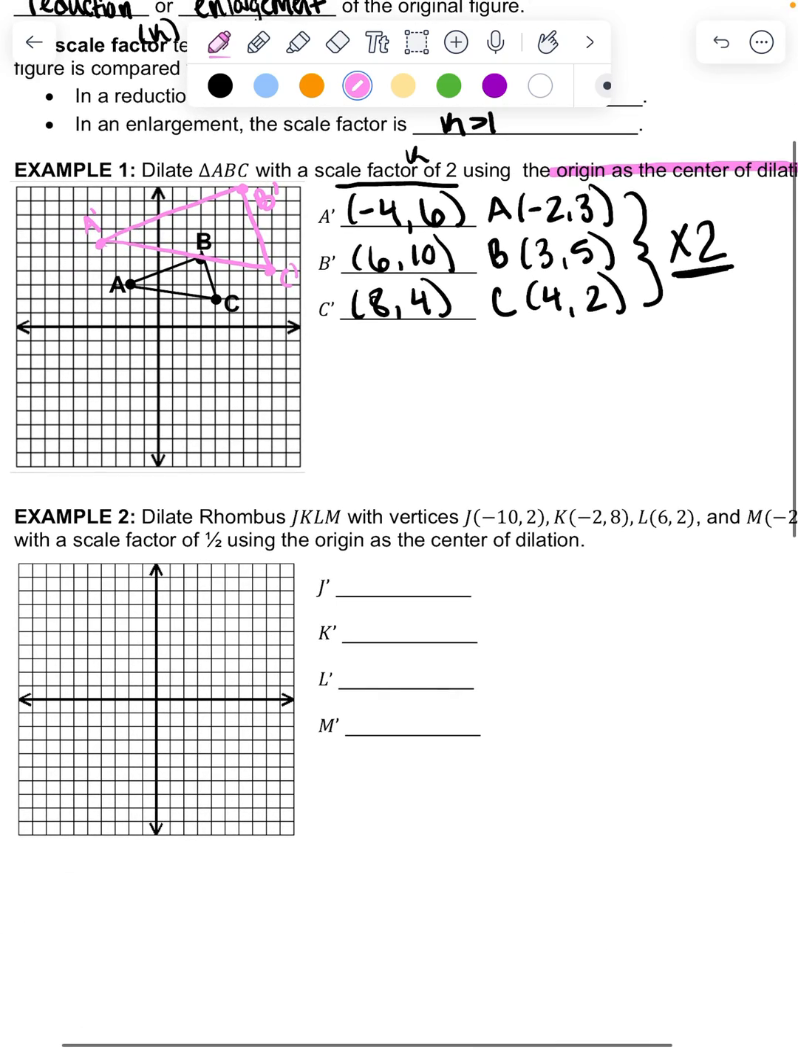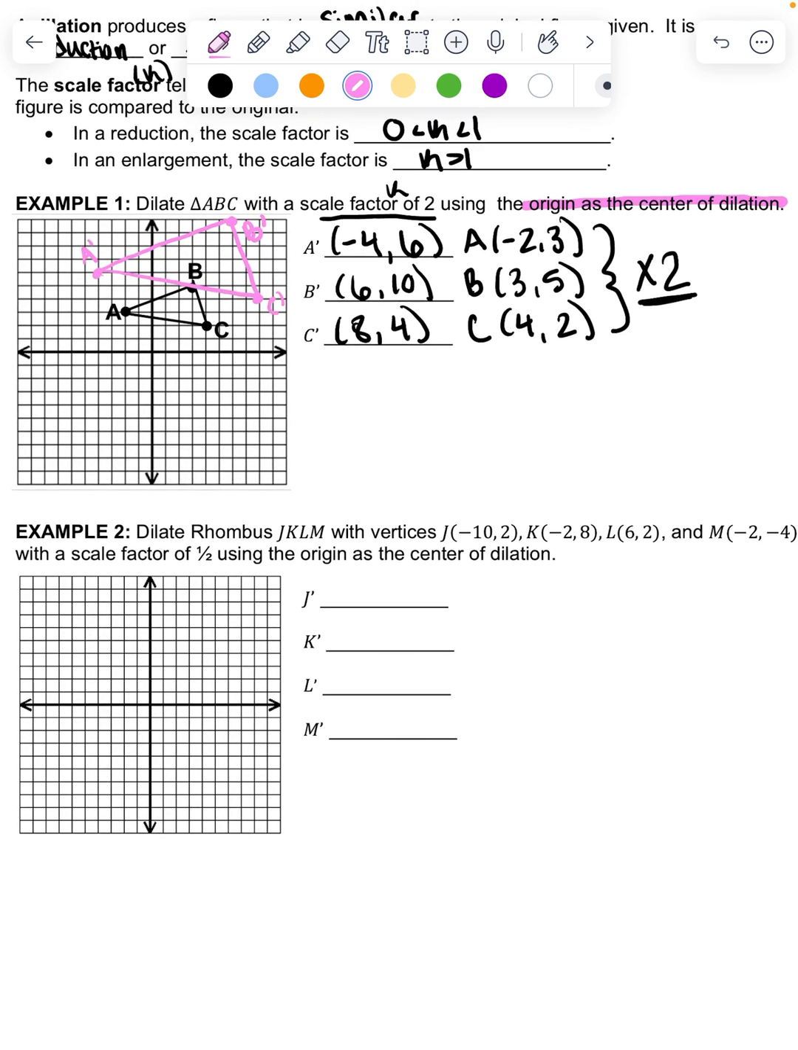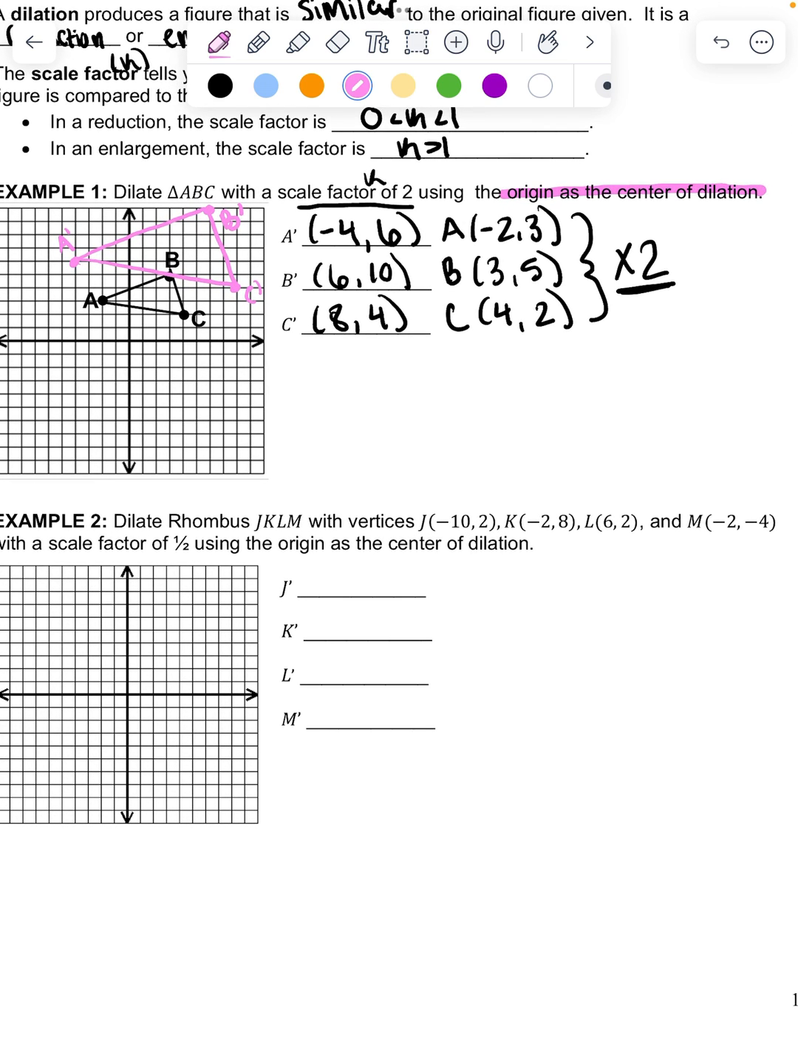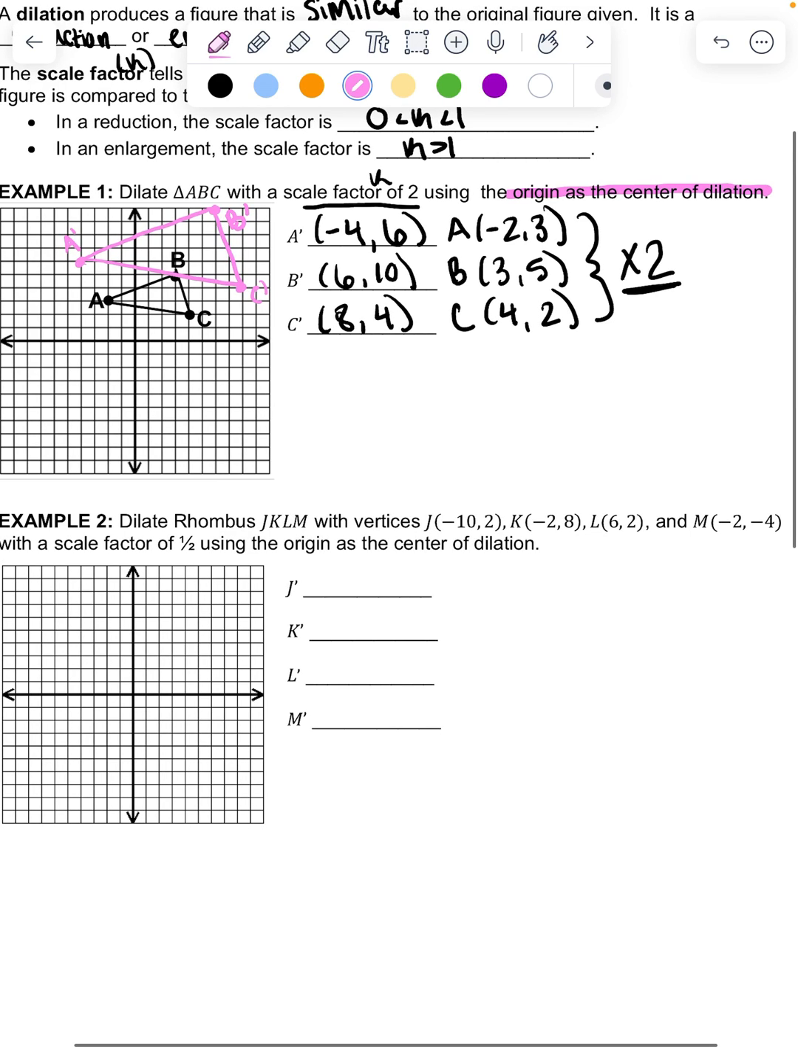Okay? In example 2, it says dilate rhombus JKLM with vertices J at -10, 2, K at -2, 8, L at 6, 2, and M at -2, -4, with a scale factor of 1/2. Okay, so since the scale factor is 1/2, that means our image is going to get smaller. And we are going to use the origin as the center. So that's really good for us. We can use that rule that we just talked about, okay?